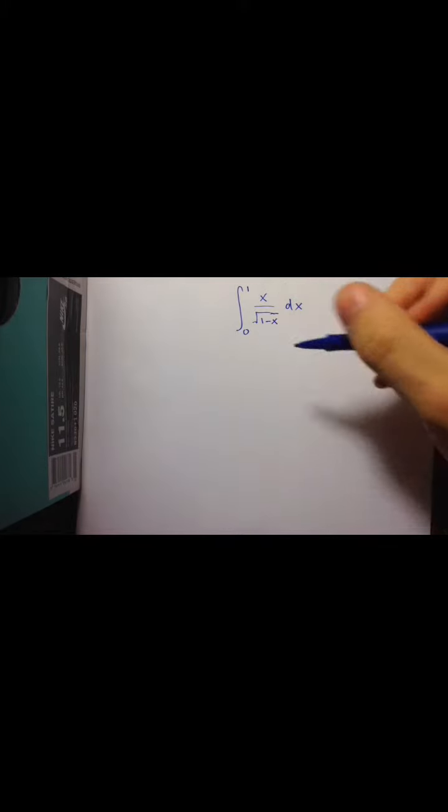So we're tasked with this problem. We have to determine if the integral converges, and if so, we have to calculate the integral whenever possible. So we have the integral from 0 to 1 of x over square root of 1 minus x dx.